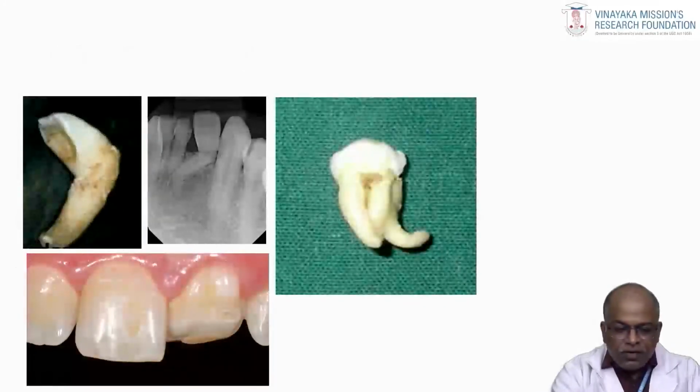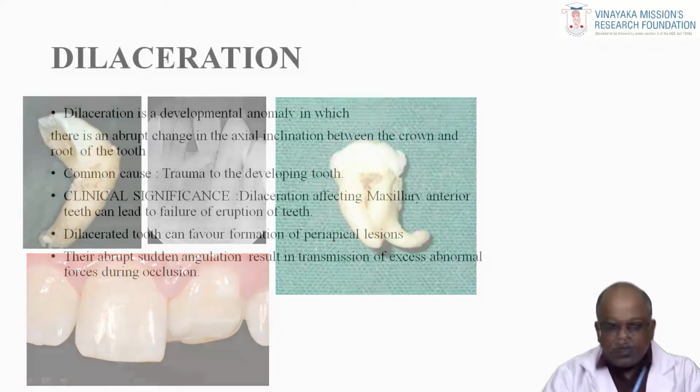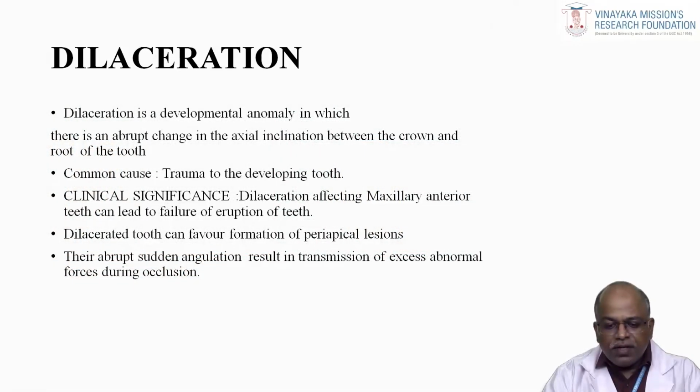This picture reveals a sharp acute bend or curvature in the root tip. This is referred to as a dilaceration. Dilaceration is a developmental anomaly in which there is an abrupt change in the axial inclination between the crown and root of the tooth. The most common cause is any trauma to the developing tooth. The clinical significance is that dilaceration affecting maxillary anterior teeth can lead to failure of eruption of the teeth.